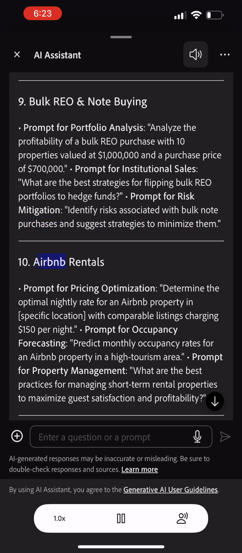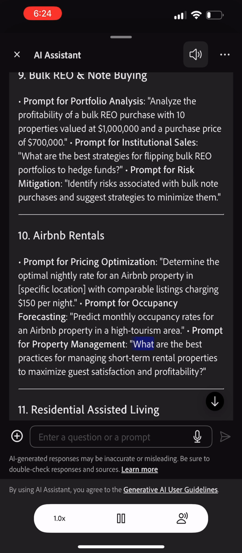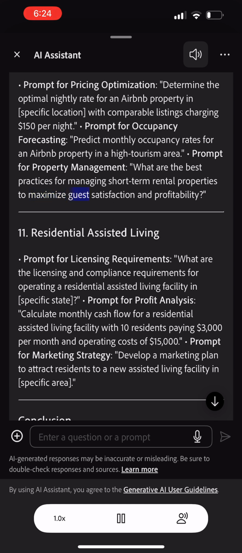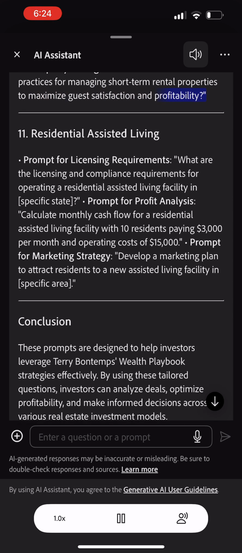10. Airbnb rentals. Prompt for pricing optimization. Determine the optimal nightly rate for an Airbnb property in specific location, with comparable listings charging $150 per night. Prompt for occupancy forecasting. Predict monthly occupancy rates for an Airbnb property in a high tourism area. Prompt for property management. What are the best practices for managing short-term rental properties to maximize guest satisfaction and profitability?